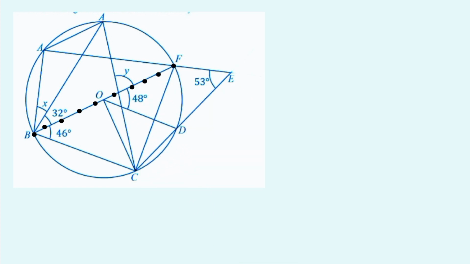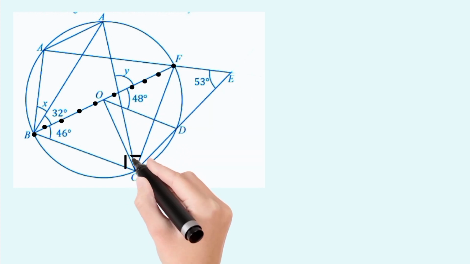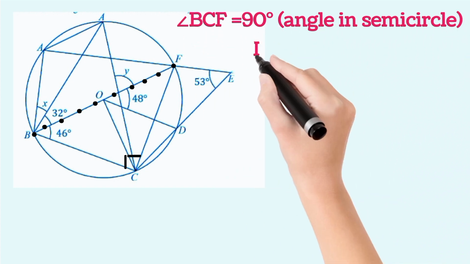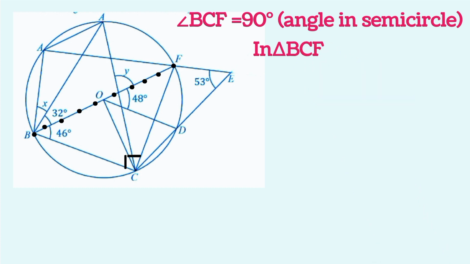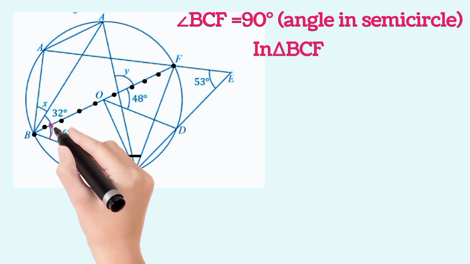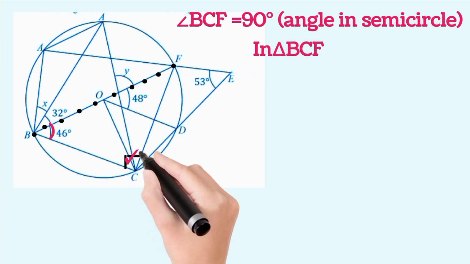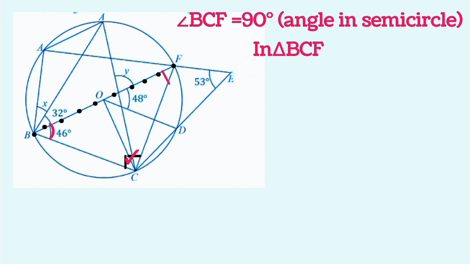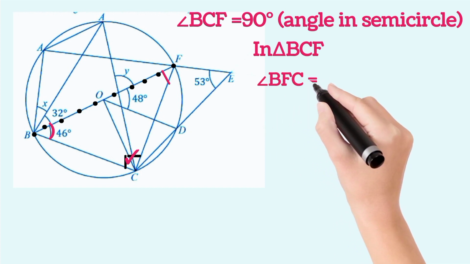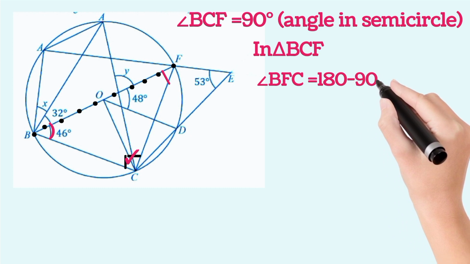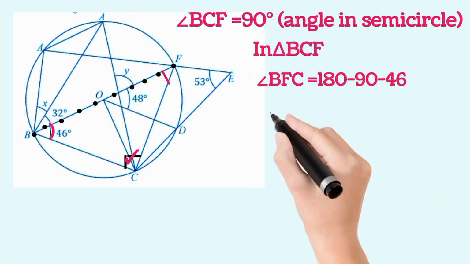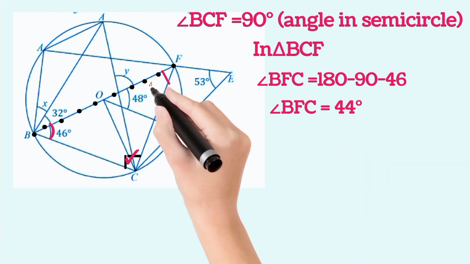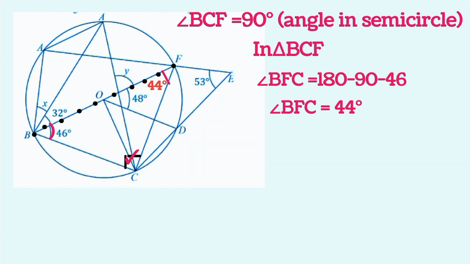So this is the diameter of the circle. So this angle will be 90 degree because this is in the semicircle. So angle BCF is equal to 90 degree. Now in triangle BCF, angle FBC is 46 degree, BCF is 90 degree. Angle BFC we have to find out. So angle BFC will be equal to 180 minus 90 minus 46 by angle sum property. So angle BFC will be equal to 44 degree. So this angle is 44 degrees now.